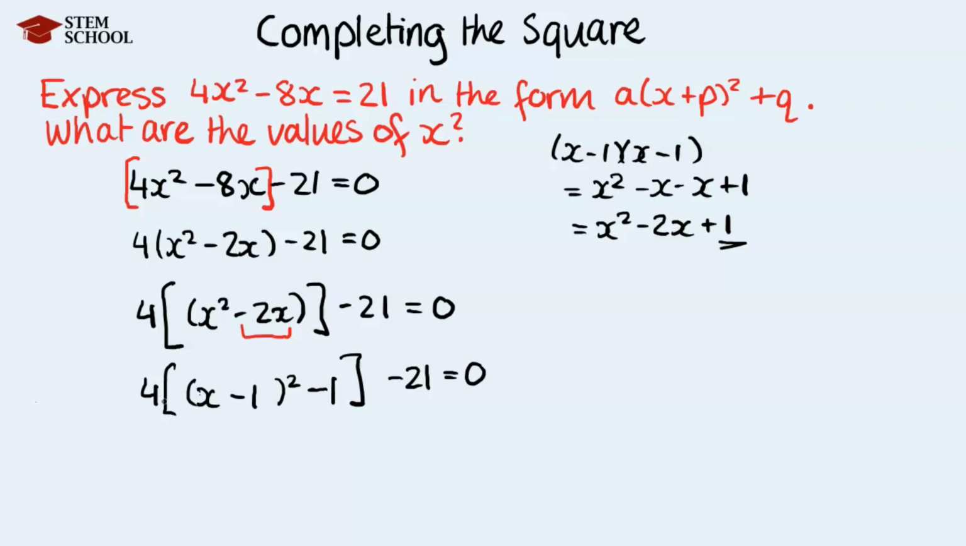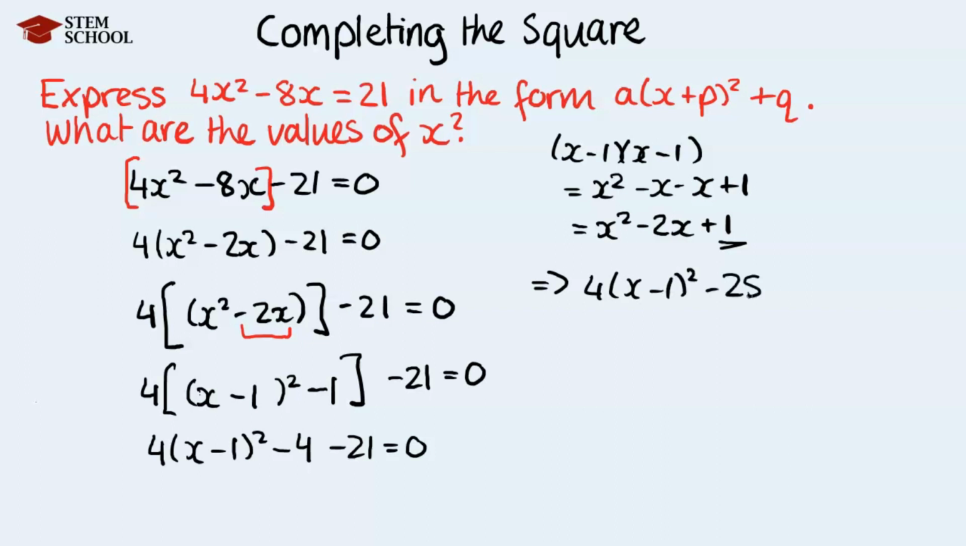But now we have to remember that 4 is multiplying whatever is going on inside this bracket. So let's do that. So we have 4 times x minus 1 squared, 4 times minus 1, so we have minus 4, minus 21 is equal to 0. So when you tidy that up, we'll have 4 times x minus 1 all squared, minus 25 is equal to 0. So that's the first step of completing the square done. Then we can move on to finding the values of x. You just need to remember to put the square bracket in to remind yourself that 4 is multiplying whatever number you're accounting for, because otherwise you can easily make a mistake and just keep the minus 1 here.